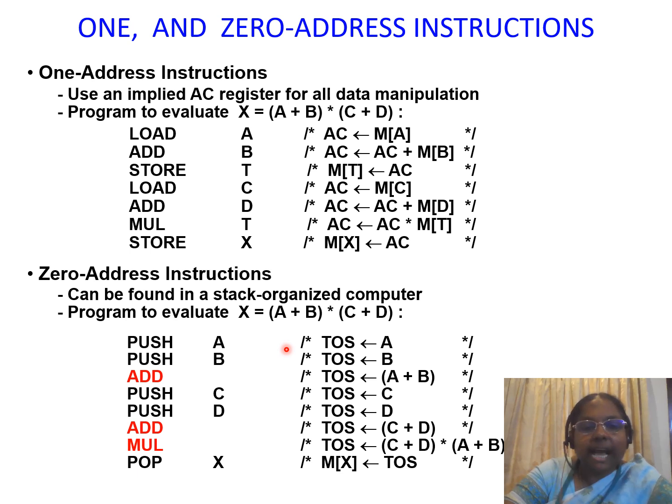Now the same thing you can do with zero address instructions. You have to use a stack. So push A, push B, add. It adds A and B and stores the result into the stack. Push C, push D, add: C plus D is pushed into the stack. Now if you multiply, the top two contents will be popped, multiplied, and the result stored into the stack. Now you give POP X, and the result will be stored into the memory location X.